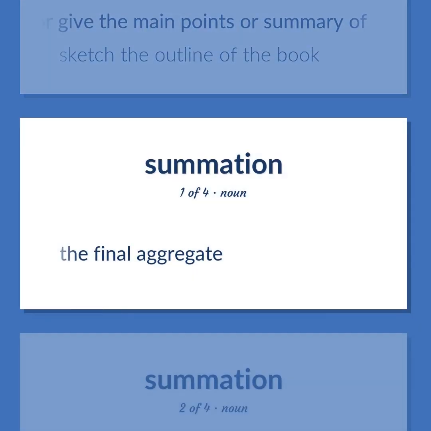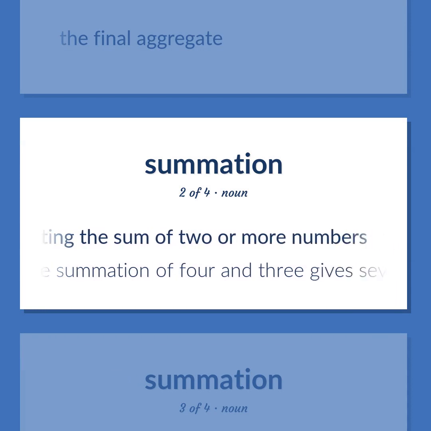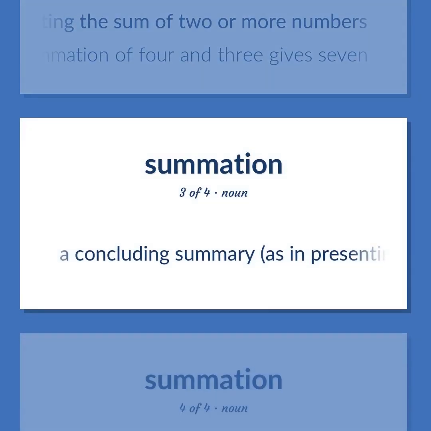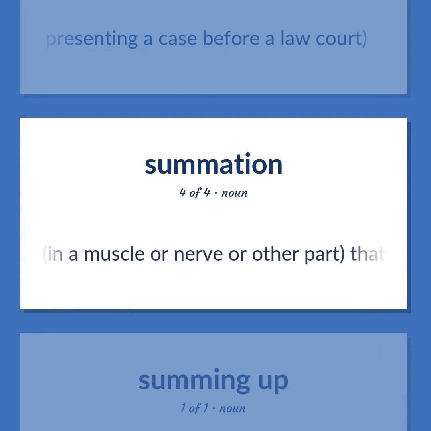The final aggregate. The arithmetic operation of summing. Calculating the sum of two or more numbers. The summation of 4 and 3 gives 7. A concluding summary, as in presenting a case before a law court. Physiology. The process whereby multiple stimuli can produce a response, in a muscle or nerve or other part, that one stimulus alone does not produce.